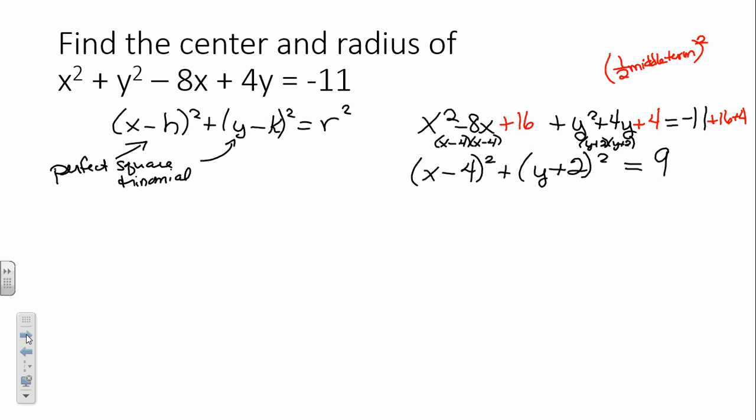Okay? So now that we see that, what's the center? 4, negative 2. And what's the radius? R equals 3. Oh, that's not horrible. Because we've done it before. We just have to dust off the cobwebs and remember how to do it again.